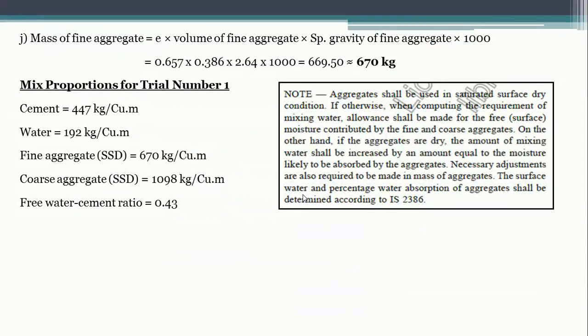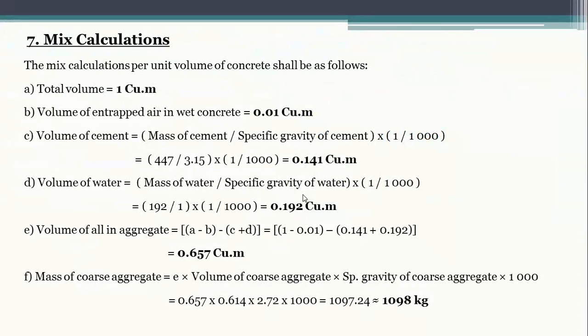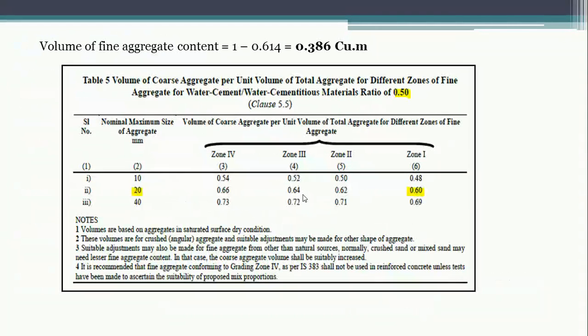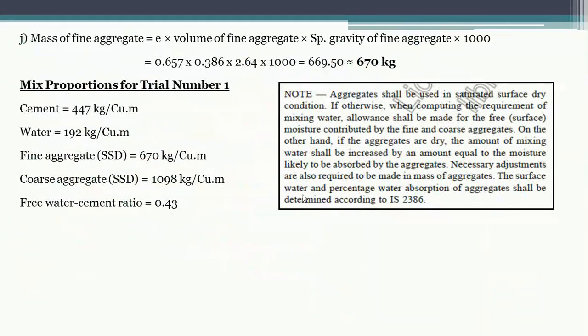Similarly, mass of fine aggregate is equal to E into volume of fine aggregate into specific gravity of fine aggregate into 1000. E is 0.657, which we calculated as the volume of all the aggregates, and volume of fine aggregate we calculated as 1 minus 0.614, which gives 0.386, into 2.64, the specific gravity of fine aggregate, which is given in the data. Into 1000 you will get 669.50 kg, rounded off to 670 kg.